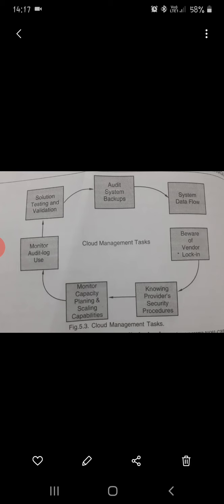Sixth is monitor, audit, and log use. In order to identify errors in the system, the manager must audit the logs on a regular basis. Seventh is solution testing and validation. It is necessary to test the solution provided by the vendor in order to validate that it gives the correct result and is error free. It is necessary for the system to be robust and reliable. These are the points described in the diagram containing the cloud management tasks. These are the tasks of cloud management.